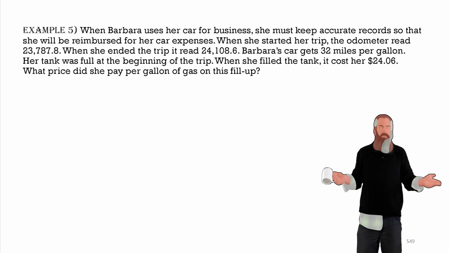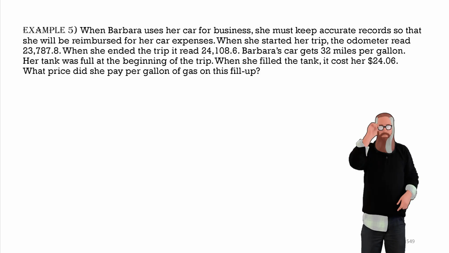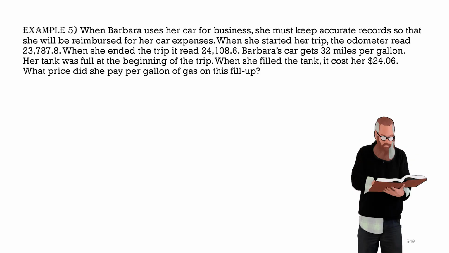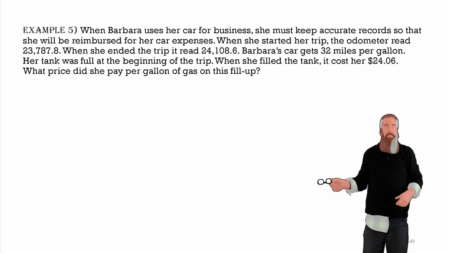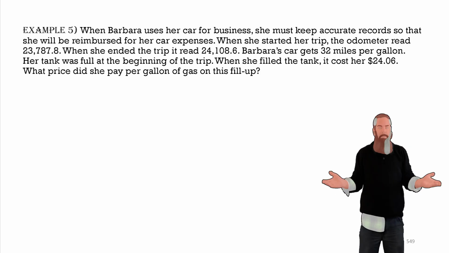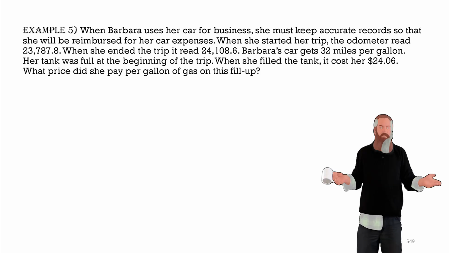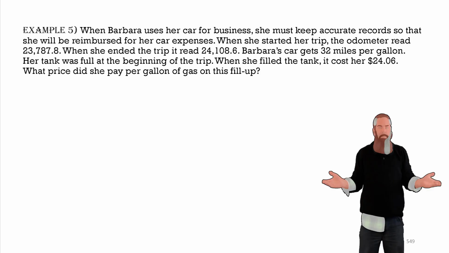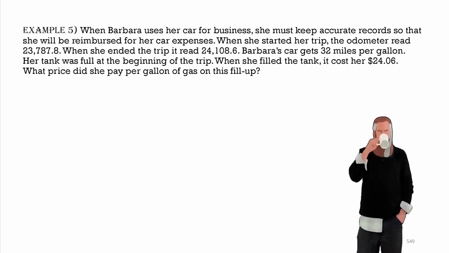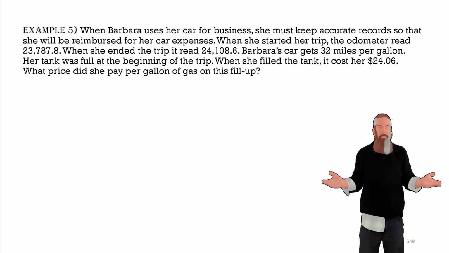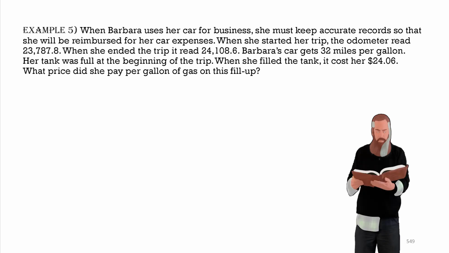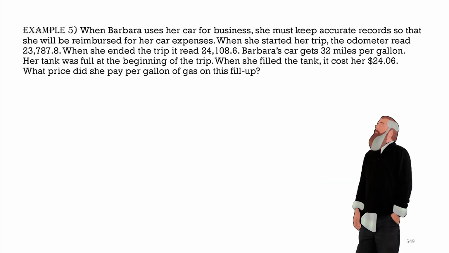When Barbara uses her car for business, she must keep accurate records so that she'll be able to be reimbursed for her car expenses. When she started her trip, the odometer read 23,787.8. When she ended the trip, it read 24,108.6. Barbara's car gets 32 miles per gallon. Her tank was full at the beginning of the trip. When she filled the tank, it cost her $24.06.